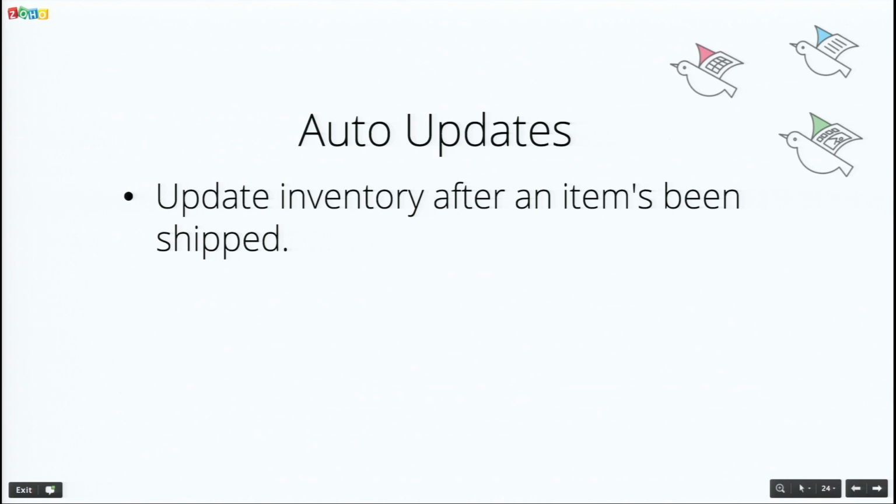And then there's auto updates. You could do things with Deluge, like updating inventory after an item has been shipped. You want to make sure you know when your inventory is running low. So if somebody orders 3 of them, you subtract 3 from your form that's keeping track of your inventory.